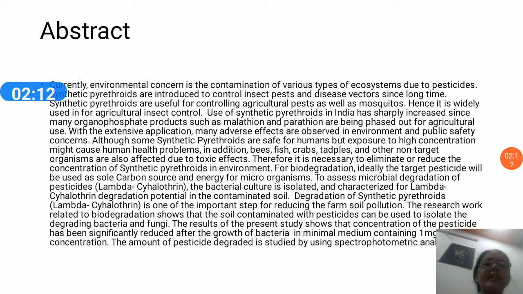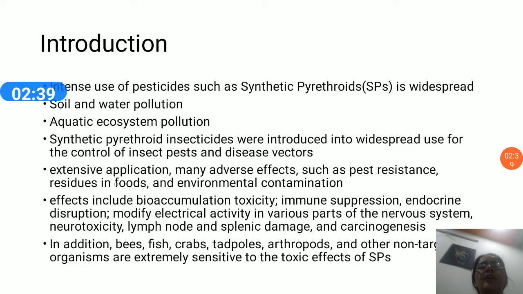In the present study, I am using biodegradation. Here the target pesticide will be used as a sole carbon source and energy for microorganisms. Then to assess the microbial degradation of pesticides, the bacterial culture is isolated and characterized for the lambda cyhalothrin degradation potential in the contaminated soil. So we'll start with this.